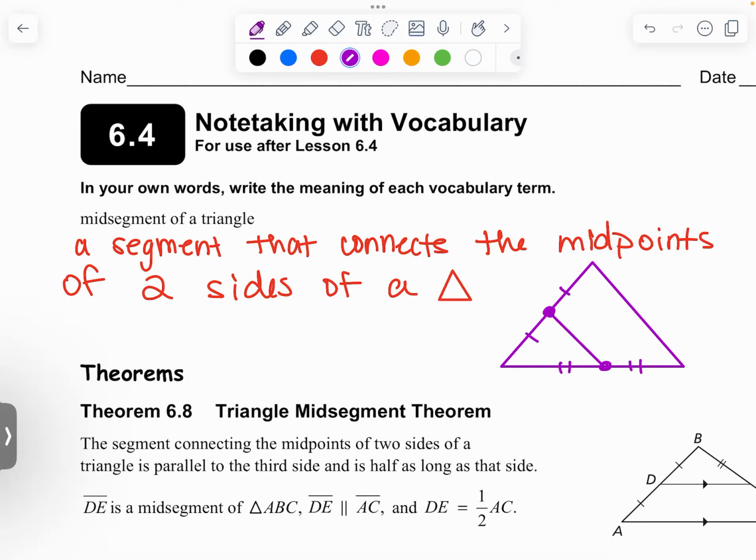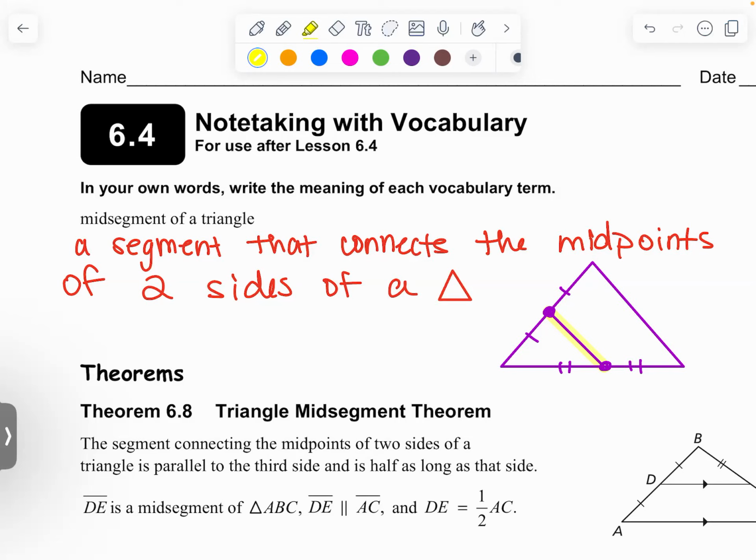So here would be an example. Okay, here is a midpoint, and then I connect it. There, this purple segment that I'm highlighting yellow, that is a mid segment. A segment that joins our midpoints of two of our sides.